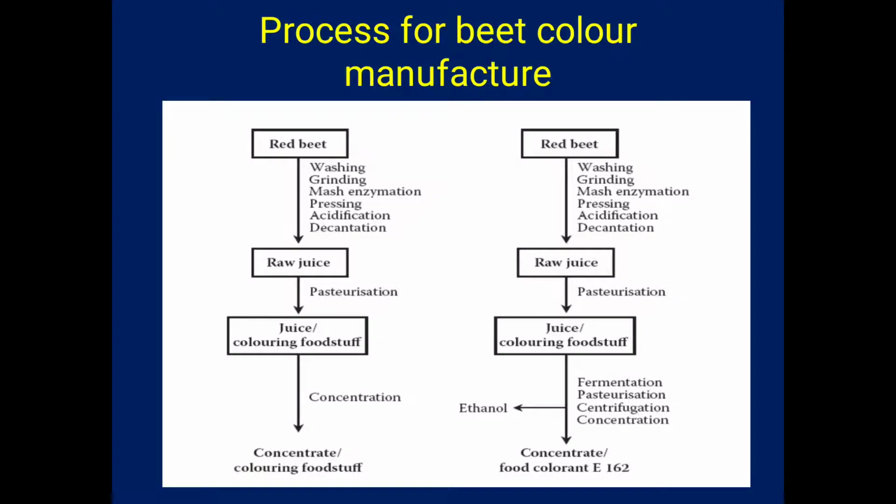Process of beet color manufacture. First of all, we have to take a red beet, wash it, grind it, and mash it with enzymation, then acidification, decantation, then we remove its juice and pasteurize it. Then the juice or color foodstuff is concentrated. So this is one procedure for beet color extraction.